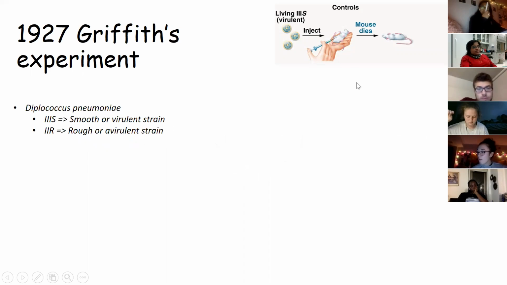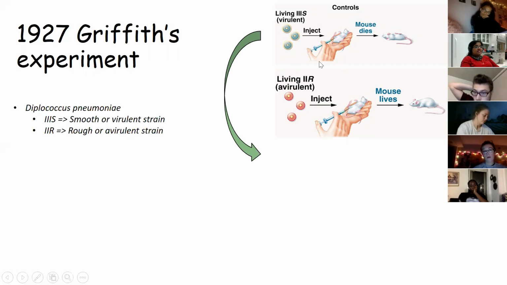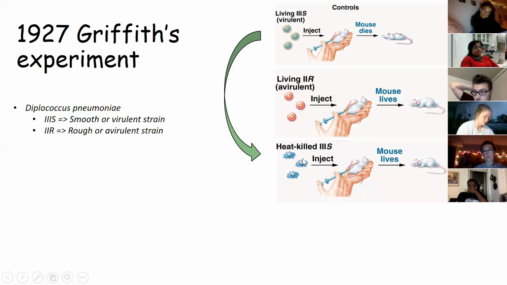So Griffith used 2 strains, the smooth strain and the rough strain. The smooth strain was the virulent one. When he injected those cells, the mouse died. When you had the R strain, the avirulent one, the mouse ended up living after getting injected. Then Griffith heat killed the virulent strain and the mouse lived.